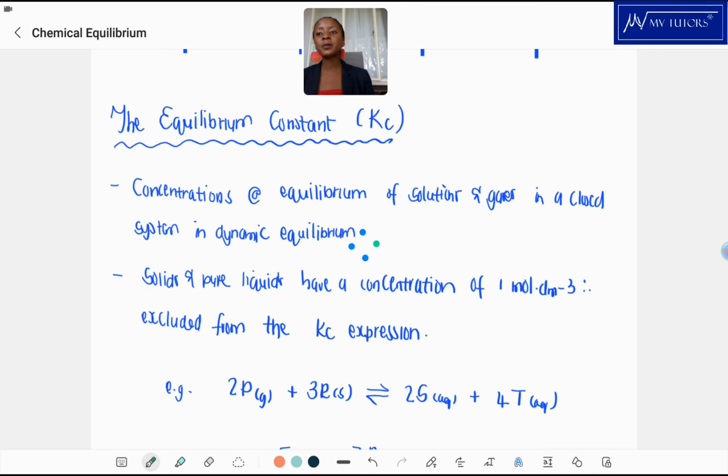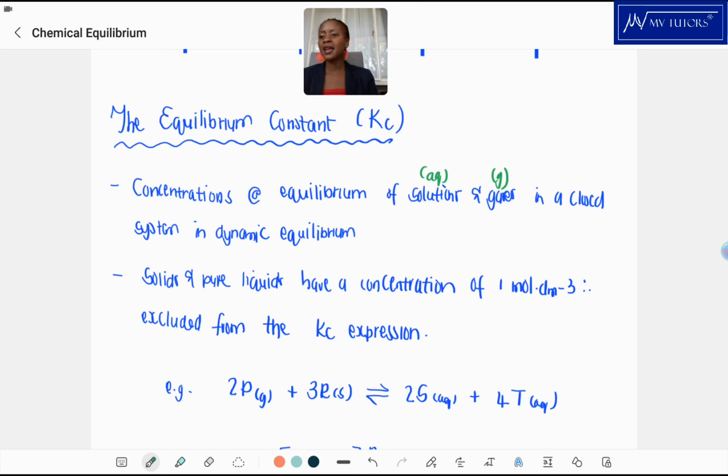So the equilibrium constant, Kc, is basically concentrations at equilibrium of solutions and gases. When I say solutions, I mean aqueous solutions, and gases, in a closed system in dynamic equilibrium. So the important thing to always remember with chemical equilibrium: closed system, in dynamic equilibrium. When we calculate this constant, we are looking at solutions as well as gases.